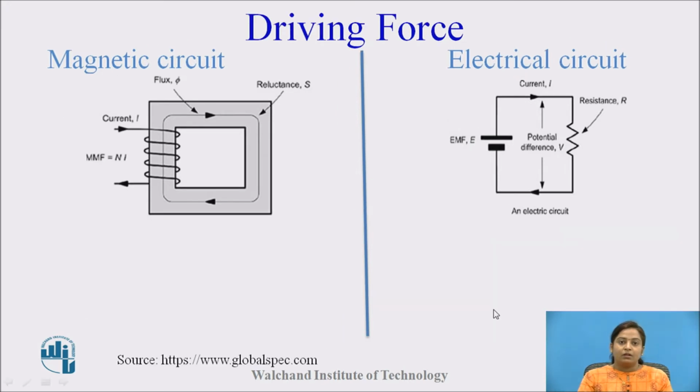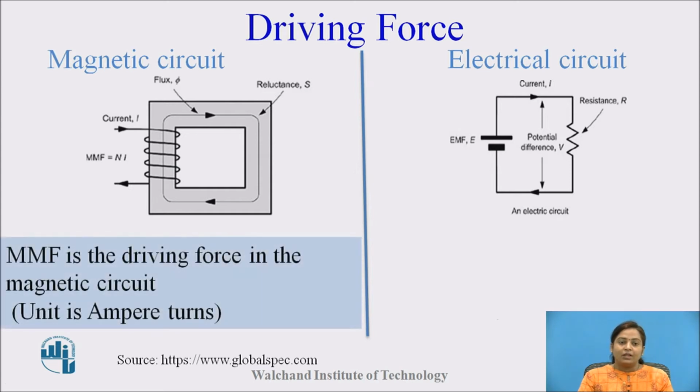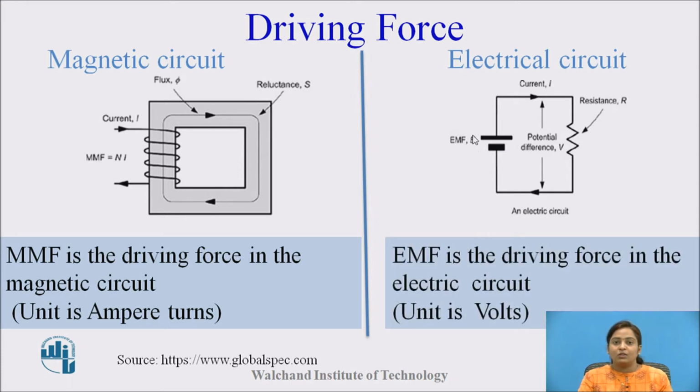Now the driving force in magnetic circuit: the force which is responsible to set up this magnetic field in this magnetic core is called MMF, that is the magnetomotive force. This MMF has the unit ampere turns. Now coming to the electric circuit, the force which is responsible to carry this current in this circuit is called EMF, that is electromotive force, and its unit is volt.